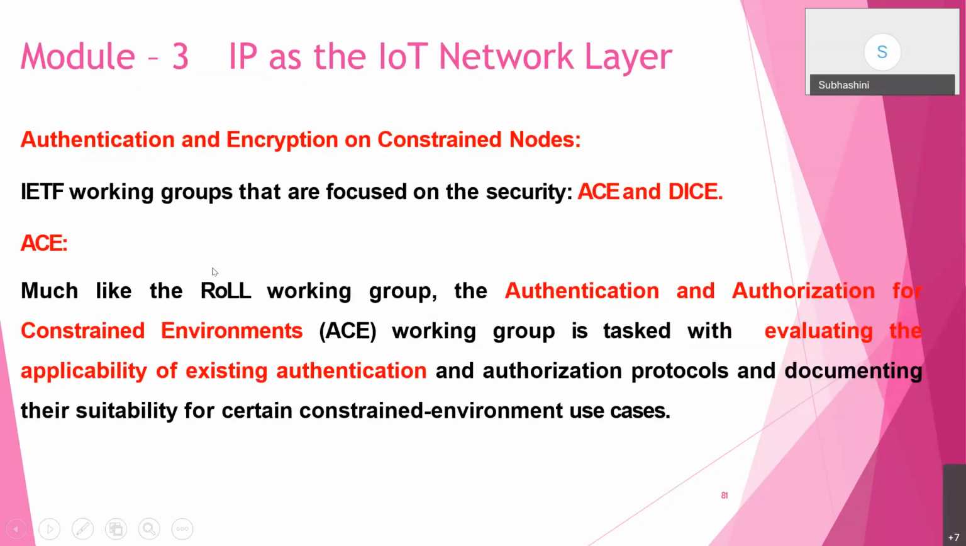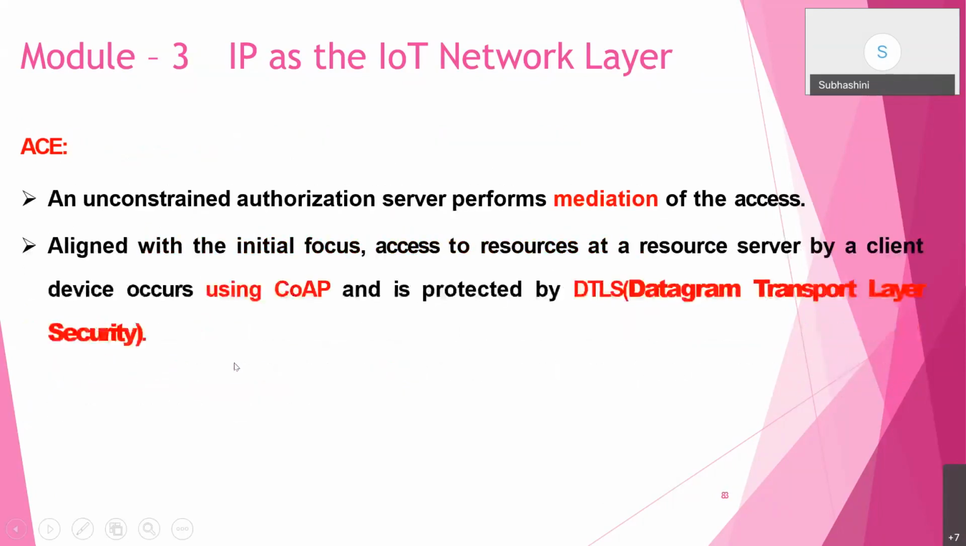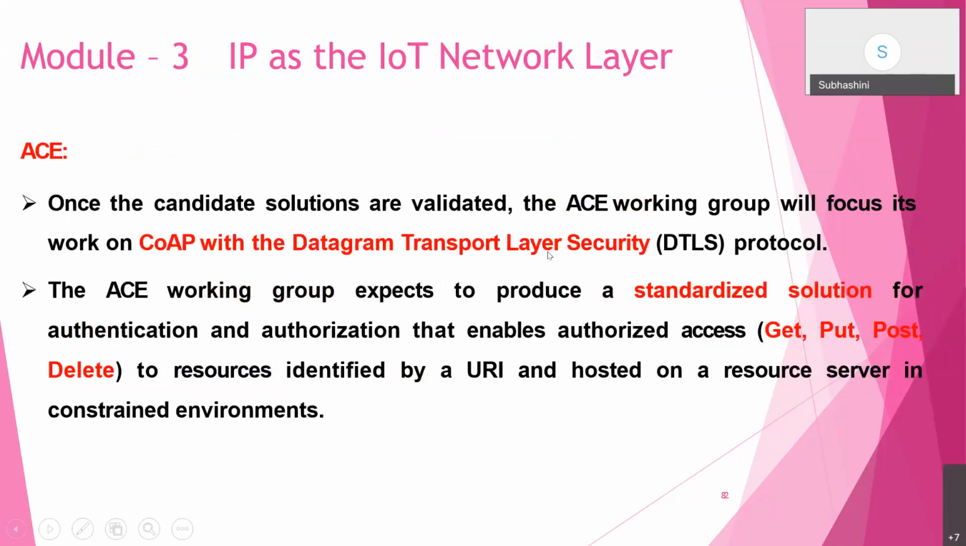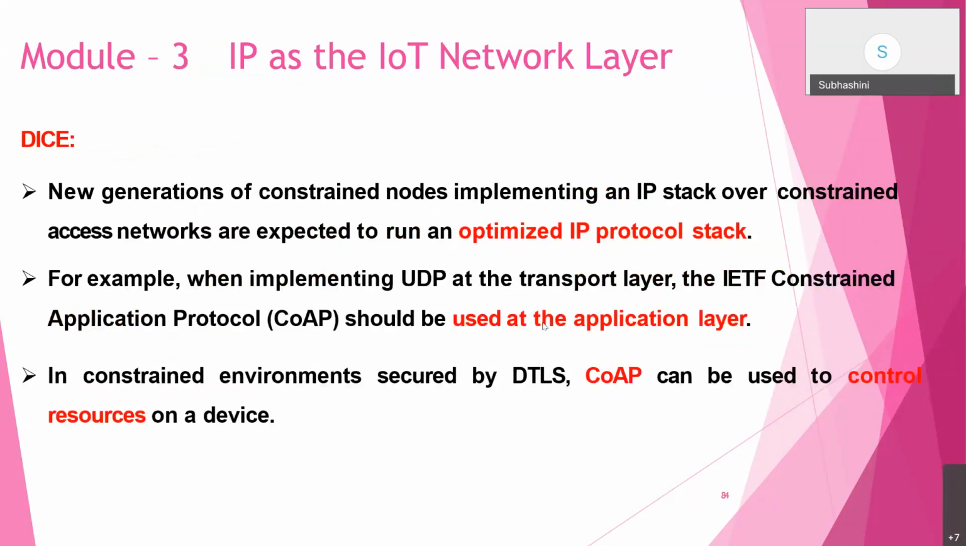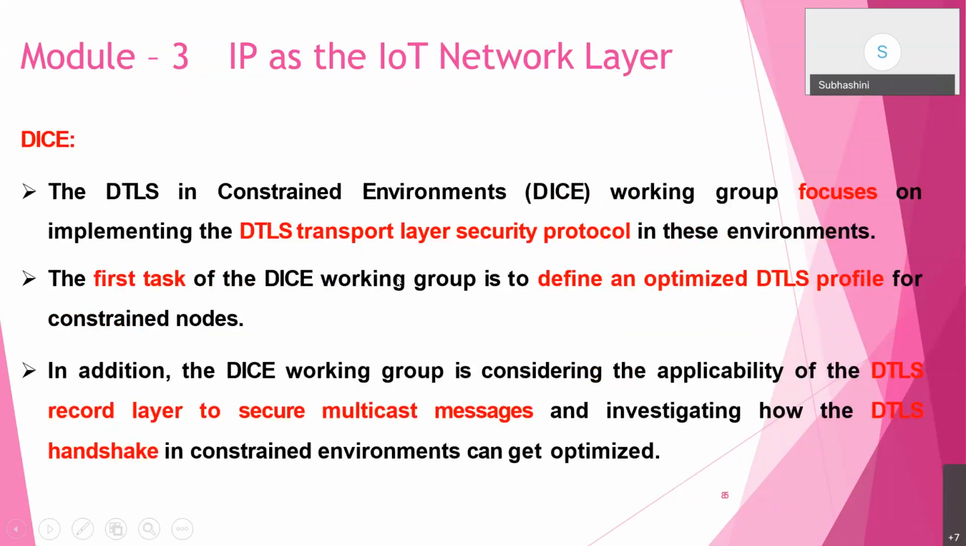We have two basic techniques, or two working groups, for performing security over these constrained nodes. One is ACE and the other is DICE. ACE is authentication and authorization for constrained environments. So the working group on security basically makes use of the DTLS protocol with CoAP for security. And you can see that DICE, even this makes use of the CoAP protocol along with DTLS security to perform its secure operations.